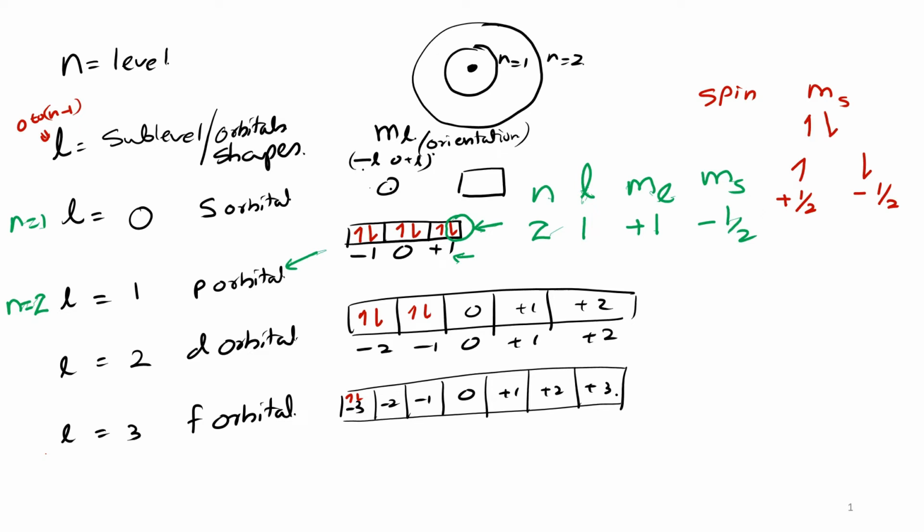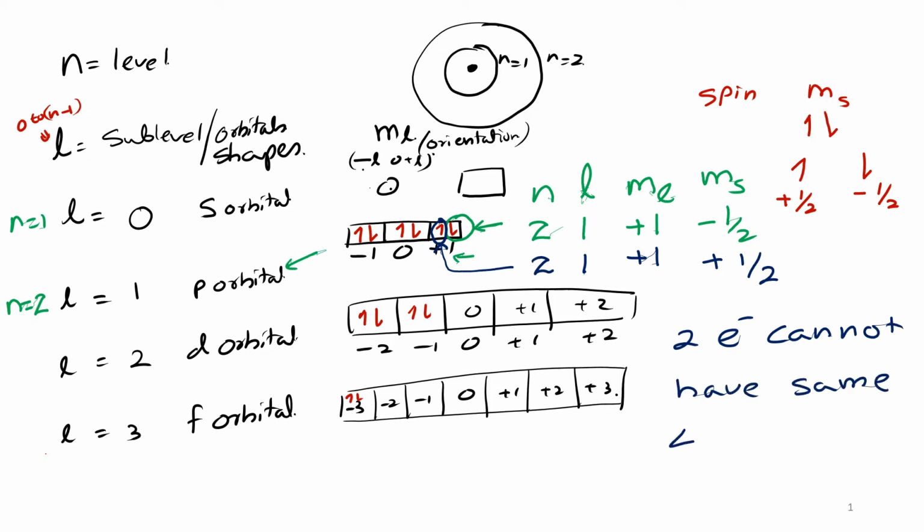What about the other electron in the same box? What would be the set of quantum numbers for that electron? Our n is still 2, l is still 1 because we are looking at the p orbital, and our ml is still plus 1 because we are still looking at the same box, the same p orbital, but our spin is in the opposite direction, so it can be labeled as plus half. Now you can see that even though the two electrons are in the same orbital, they end up with two different sets of quantum numbers. So basically, two electrons cannot have the same 4 quantum numbers.